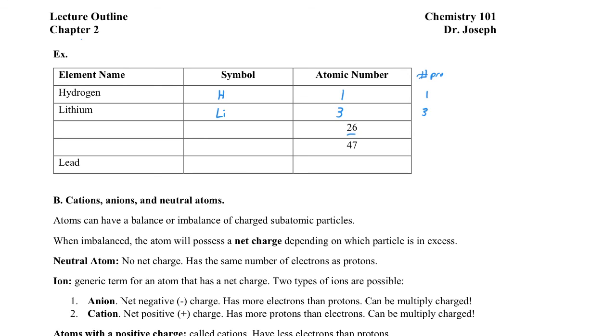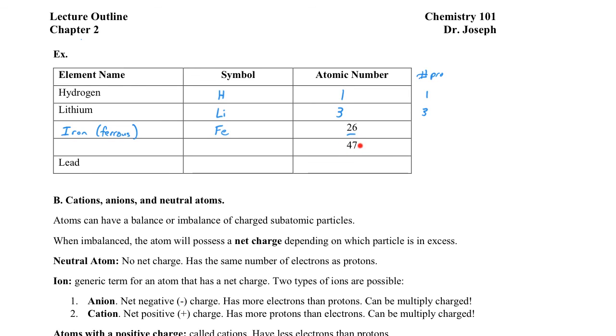Now, if you found that element 26 has the symbol Fe, that's correct. Fe is the symbol that we use for the element iron. Why does it have Fe and not something like In? Well, that's because the Latin word for iron is ferrous or ferrum. So if you've gotten that one right, great job. Let's take a look at the next row.